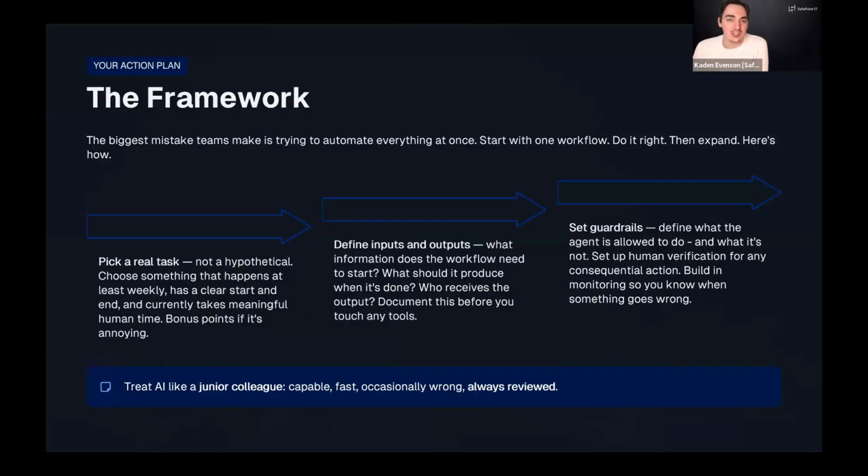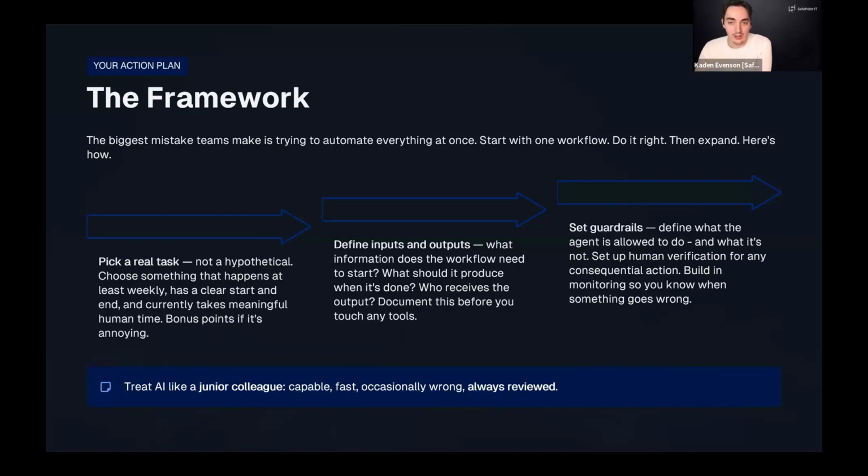So I just want to touch on the best way to implement this kind of stuff. Pick a real task. Pick something that happens every week, has a clear beginning and end, and costs real human time. The more annoying it is, the better candidate it makes. Define inputs and outputs before you open a tool. What does it need to start? What should it produce? Who receives it?